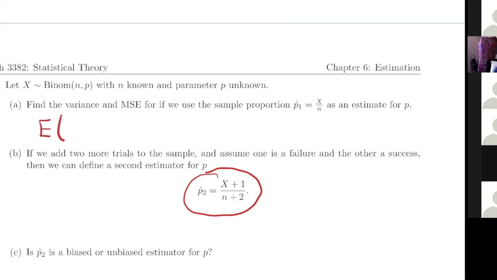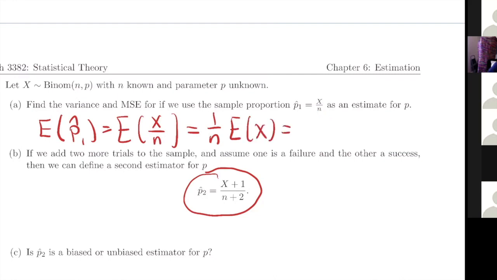And we've been able to show that the expected value, if X is binomial, then the expected value of X is n times P. So we just proved that that is an unbiased estimator, right? Because when I take the expected value of it, I get P.